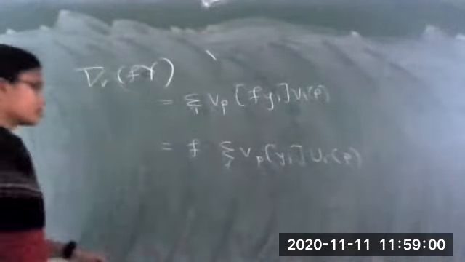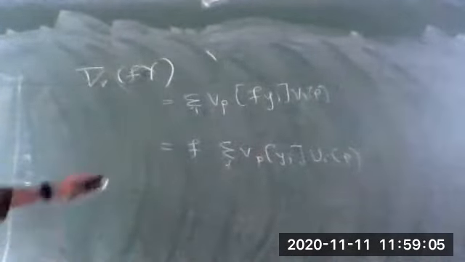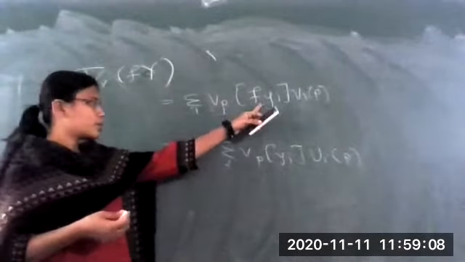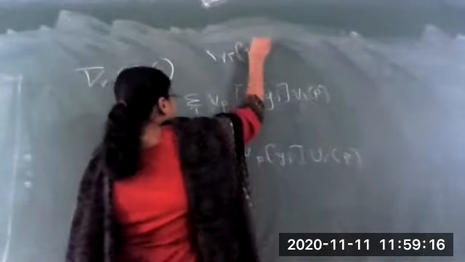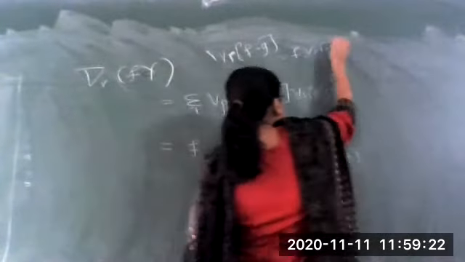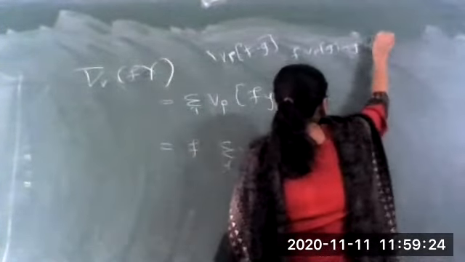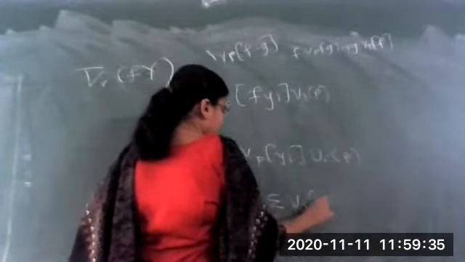Because f and y_i both are functions, we have to evaluate the directional derivative of a product of functions. Here we have to use the property of the directional derivative of the product of functions, V_p of f dot g, which we have written is nothing but f V_p g plus g V_p f. So here we have to use that. So f at p as it is, plus y_i as it is, summation over i V_p f u_i at a point P.